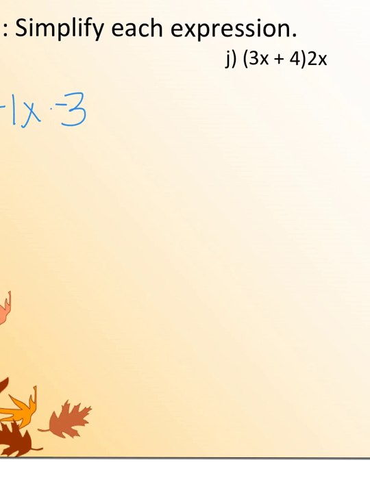1x times 1x. Woo, bells and whistles. I'm going to end up with an x squared plus 1x times a negative 3 is a negative 3x. There's our answer.